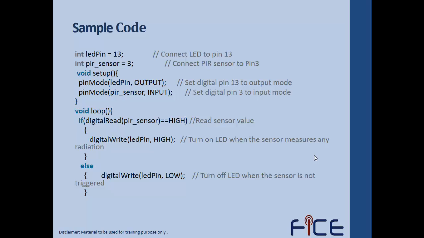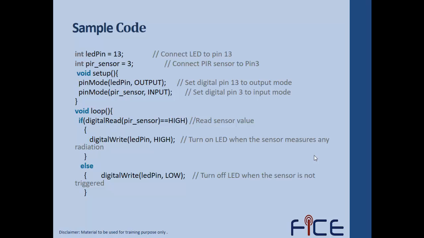In the void loop I am using an if else condition. In the if condition I am checking the value of the PIR sensor with the help of digital read. If the value of the PIR sensor is high, then I am writing a high to the LED pin, that is pin number 13, with the help of the digital write API. And if the value of the PIR sensor is low, I am writing a low on the LED pin, pin number 13, with the help of digital write.